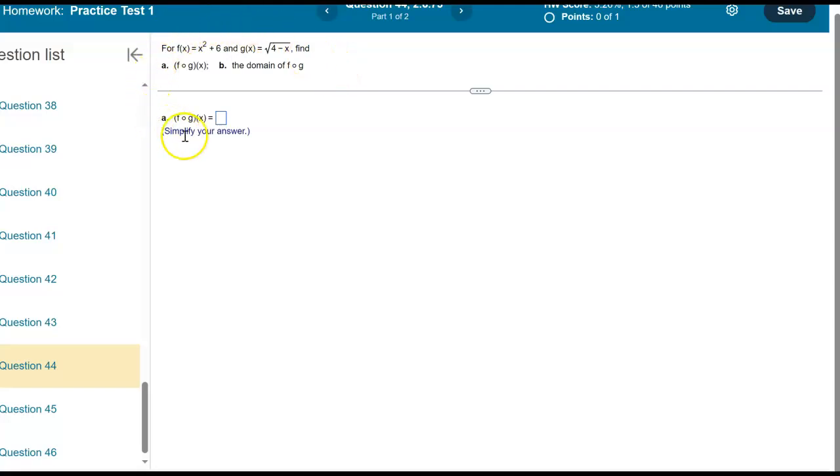Now let's consider this example, this number here. You are given f of x equal to x squared plus 6 and g of x equal to the square root of 4 minus x. We are to find f circle g of x, that's the composition of two functions. And then you find the domain of f circle g.